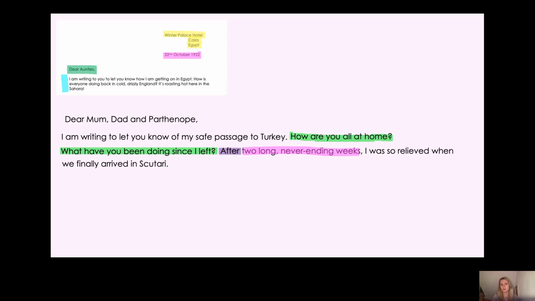Now, I was so relieved when we finally arrived in Scutari. What have I included in that sentence? Yes, I wanted to include a subordinating conjunction. And I know that one of my subordinating conjunctions is when. So I put I was so relieved when we finally arrived in Scutari. So there is my subordinate clause. When we finally arrived in Scutari.